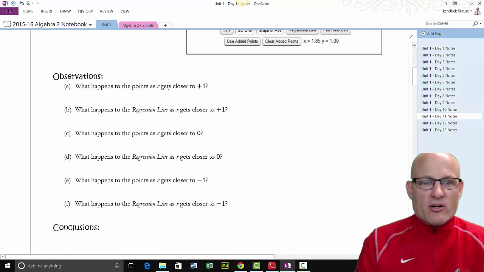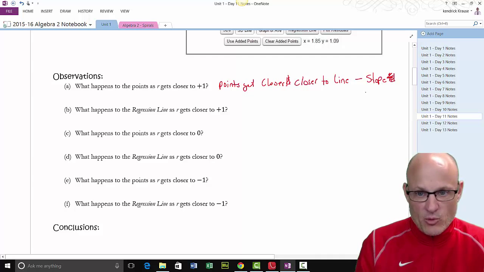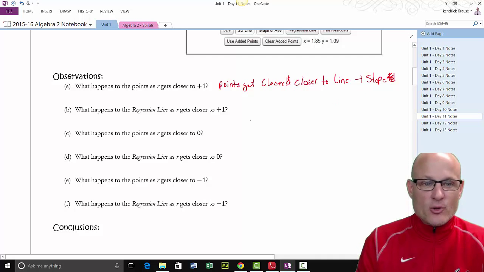So what happens as R gets closer to positive 1? The points get close and closer to the line. And the slope looks like it's a positive 1. Well, we don't really know about the slope, but the points get closer and closer to the line is what I want. And we got a positive slope.